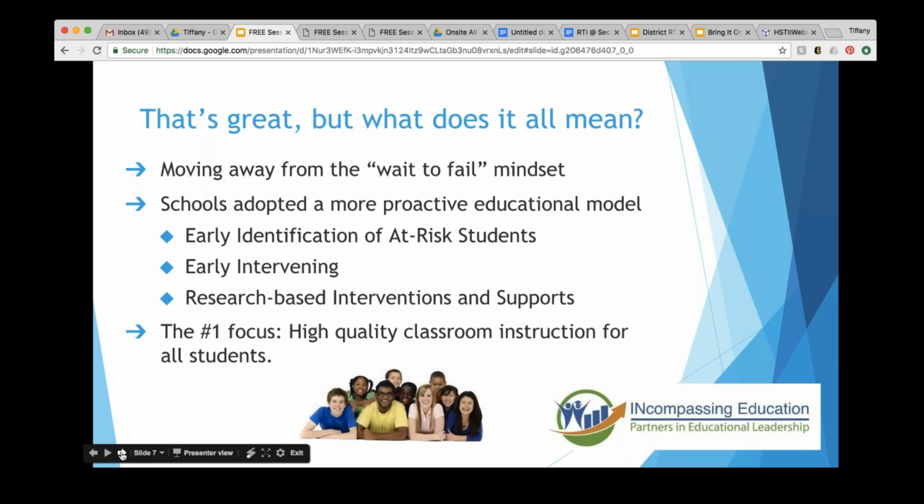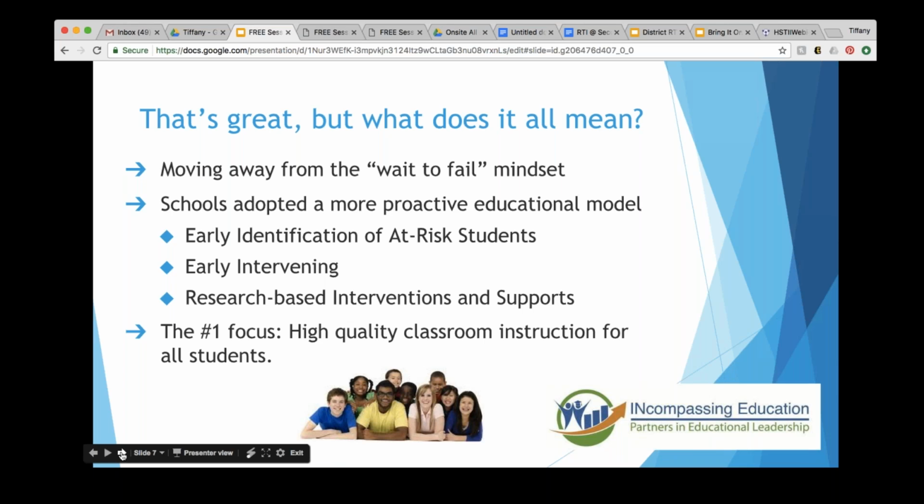So that's great, but what does that really mean? Well, the idea with RTI is that we were moving away from that wait-to-fail mindset, where students really were struggling a little bit, but they weren't far enough behind for that to lead us to some additional educational evaluation to determine the appropriate next steps. This was more of a proactive educational model that included the early identification of at-risk students and early intervening strategies provided for those kiddos, utilizing research-based interventions and supports to do that.